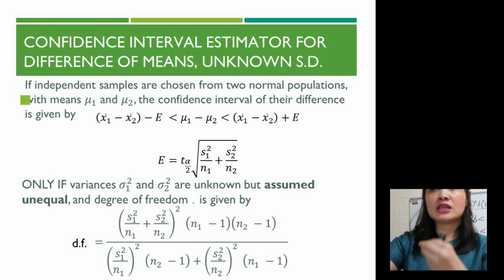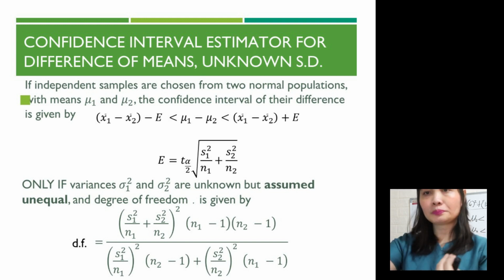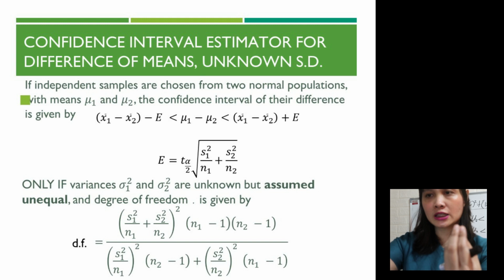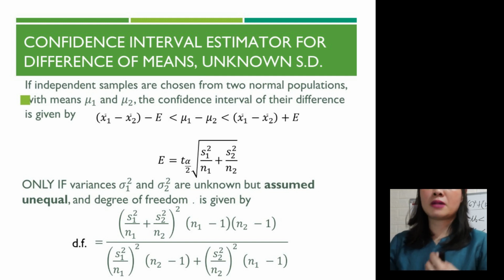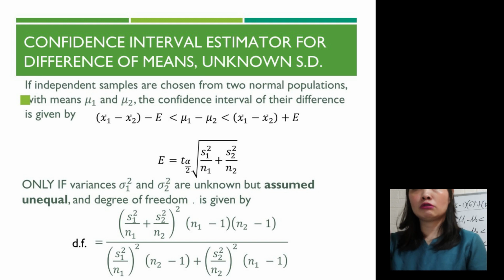The degree of freedom is given by df is equal to the first variance divided by the first sample size plus the second variance divided by the second sample size, all multiplied by n sub 1 minus 1 multiplied by n sub 2 minus 1, all over the first variance divided by n sub 1 squared multiplied by n sub 2 minus 1 plus the second variance divided by n sub 2 squared multiplied by n sub 1 minus 1. So take note of this one.